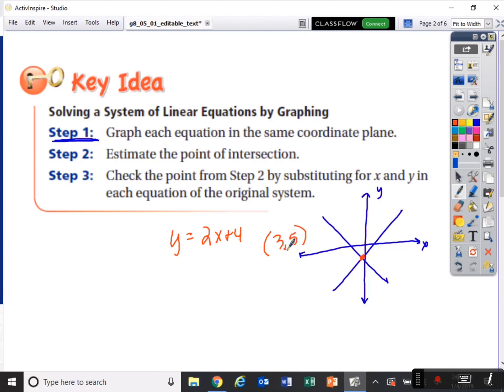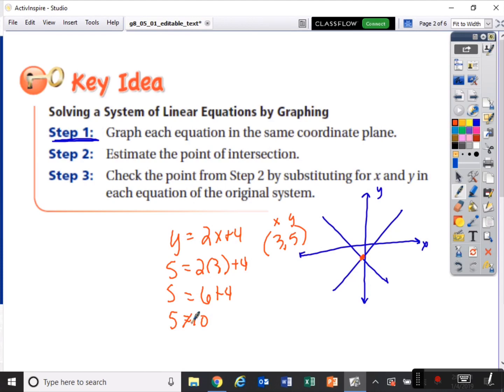If that point is correct, then I should be able to plug those numbers in for x and y and get a true statement. So let's just see if this one would work. I plug 3 in for x and 5 in for y. So y, which is 5, equals 2 times x, which is 3, plus 4. 5 equals, well, 2 times 3 is 6. 6 plus 4 is 10. 5 does not equal 10. So that tells me that the point, 3, 5, that I got was wrong.